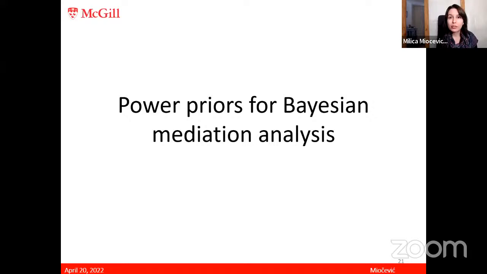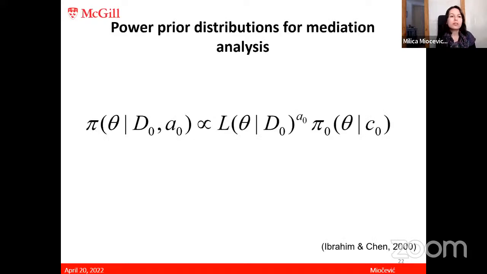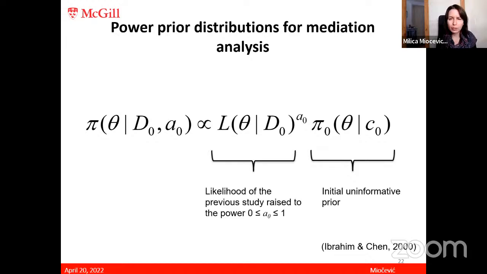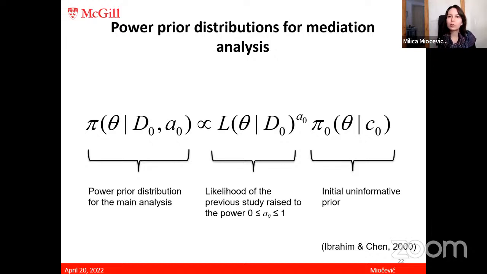So as I mentioned, power priors could offer a solution in this situation. So first, let's see what power priors are. They were originally proposed by Ibrahim and Chen in 2000. And power priors are simply, we start to construct our power prior by first specifying a completely uninformative prior for the parameters in our model, and then updating that uninformative prior with the likelihood of the historical study raised to a certain power between 0 and 1. That updated uninformative prior yields a power prior distribution, and then that becomes our informative prior for our main analysis of interest.